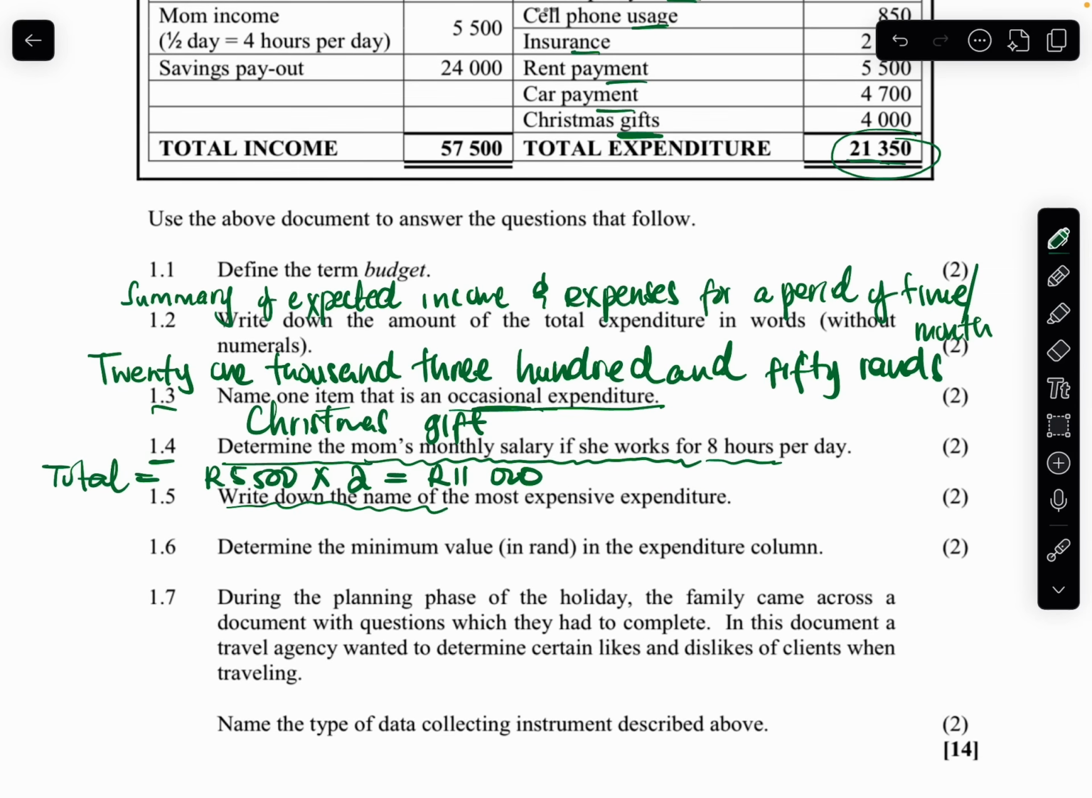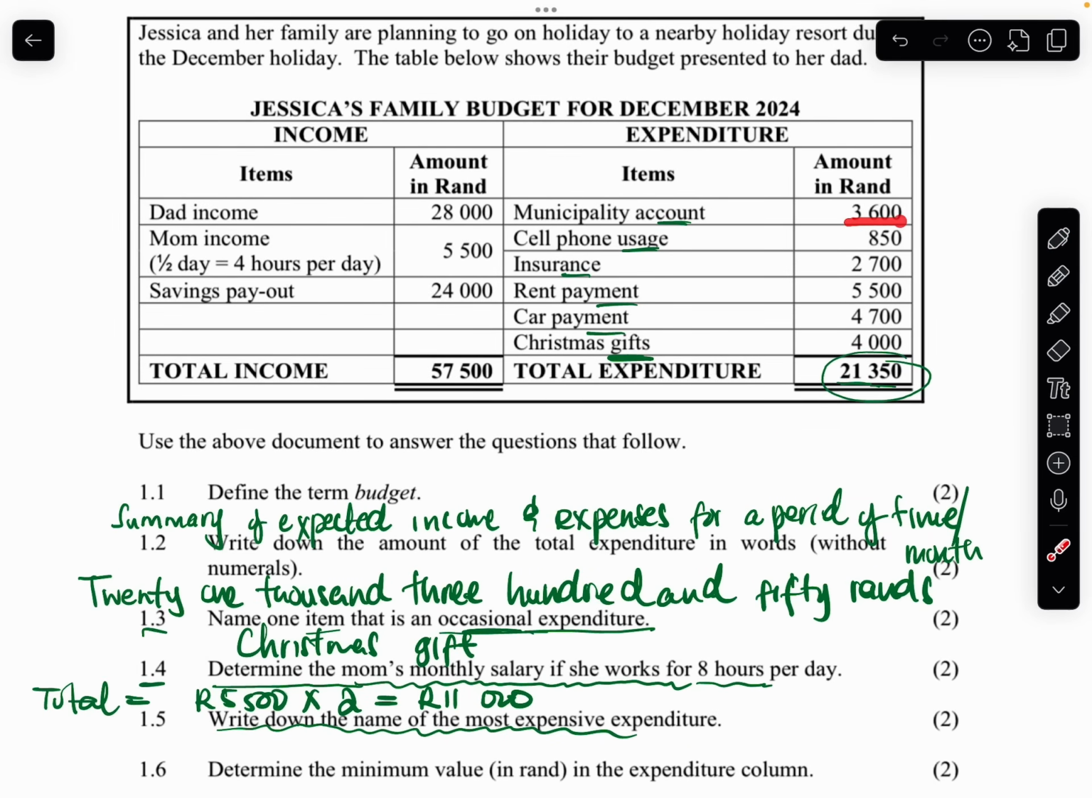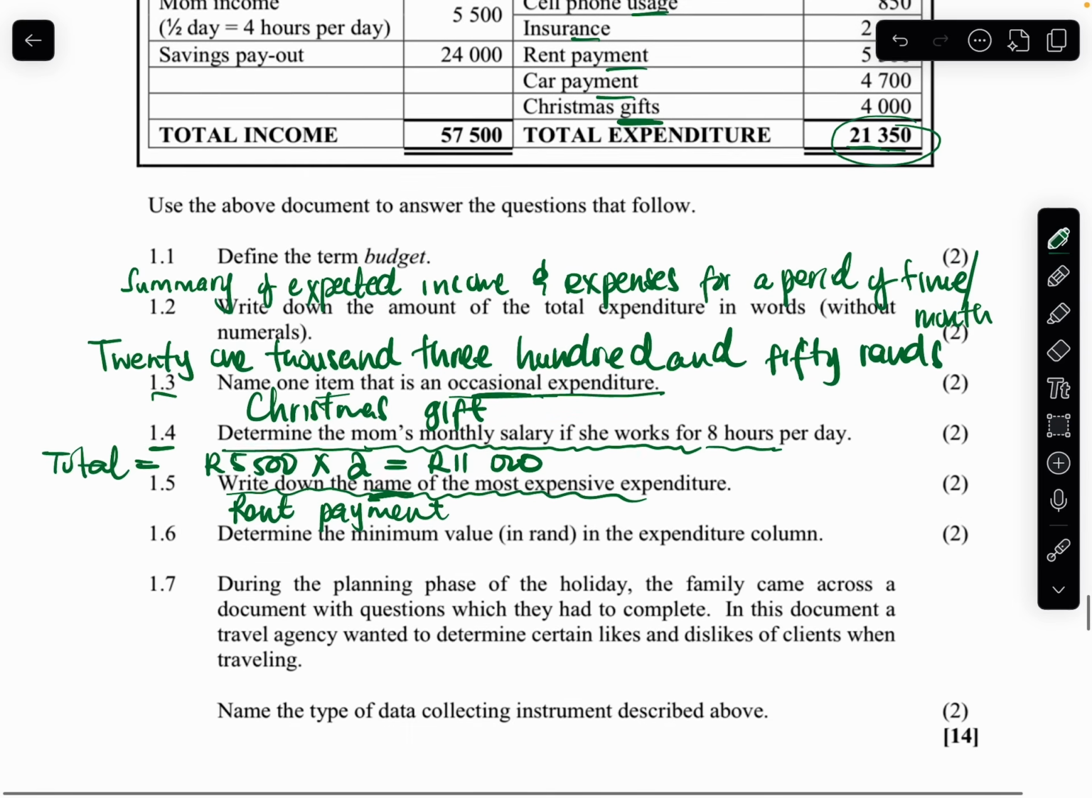Now it says write down the name of the most expensive expenditure. Let's look at the numbers there. We have 3,600, 850, 2,750, 5,500, 4,700, 4,000. So it's the rent payment, right? The most expensive expenditure is the rent payment. So they didn't want the amount, guys, they want the name. They said the name, not the amount.